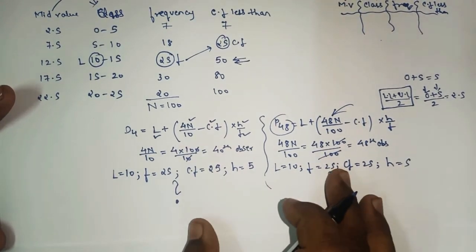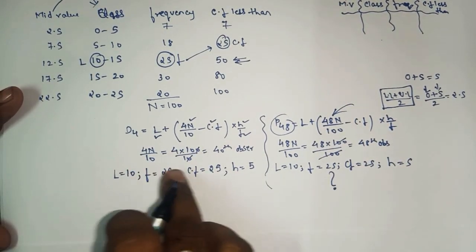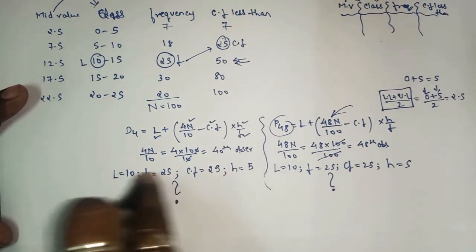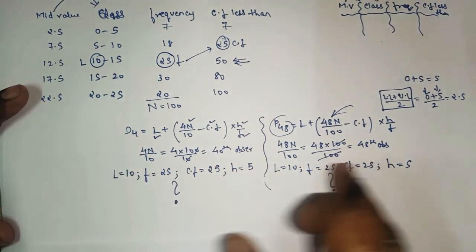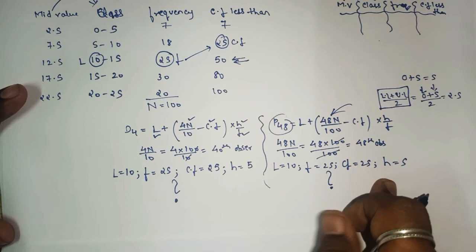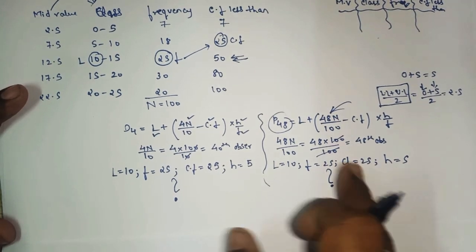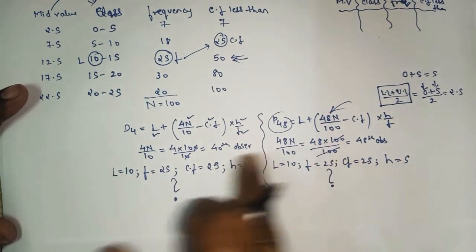Now you all will think that here also we got L, F, CF, H as the same values as for P48, and for P48 and D4 the values are the same.